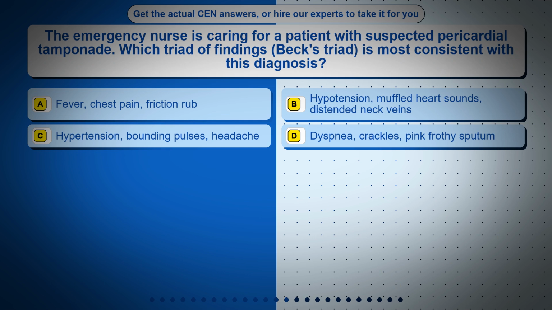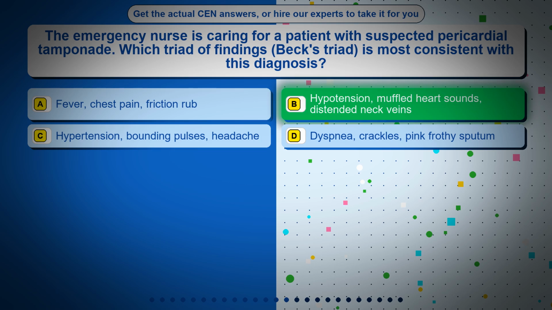Question 14. The emergency nurse is caring for a patient with suspected pericardial tamponade. Which triad of findings, Beck's triad, is most consistent with this diagnosis? Option A, fever, chest pain, friction rub. Option B, hypotension, muffled heart sounds, distended neck veins. Option C, hypertension, bounding pulses, headache. Option D, dyspnea, crackles, pink frothy sputum. The correct answer is option B, hypotension, muffled heart sounds, distended neck veins.